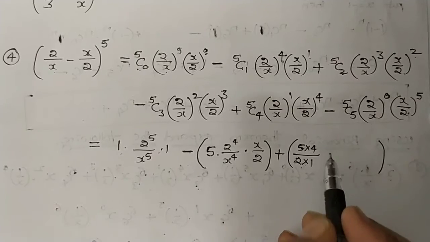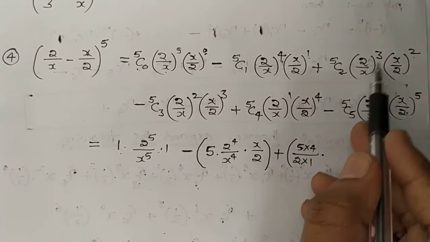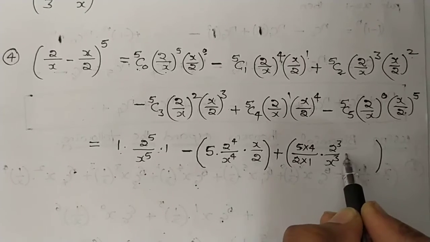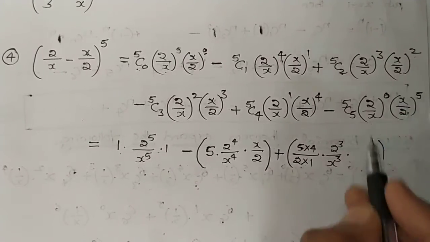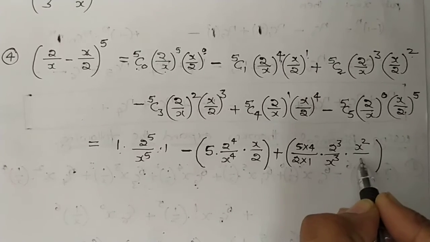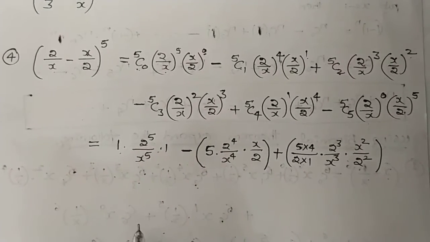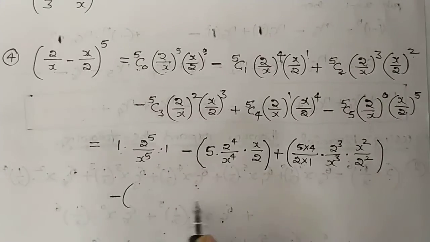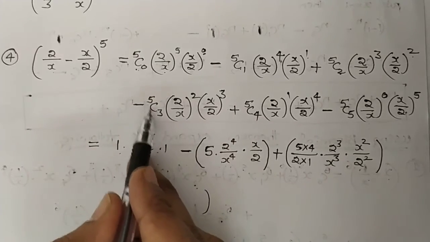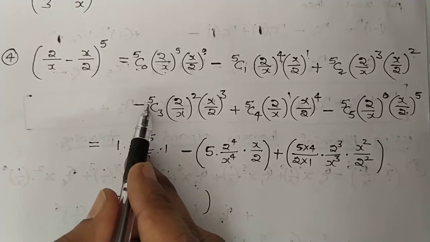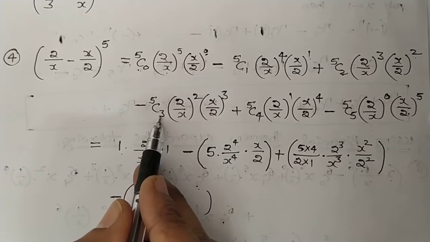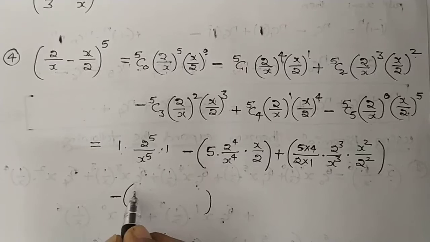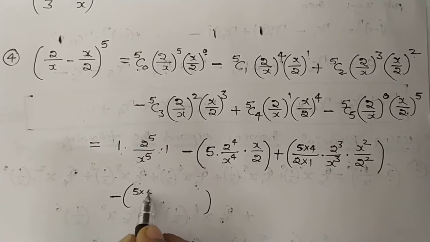So 5 into 4 by 2 into 1, into 2 cube divided by x cube, into x square divided by 2 square, right? Next, minus 5C3. 5C3 can also be written as 5C2.